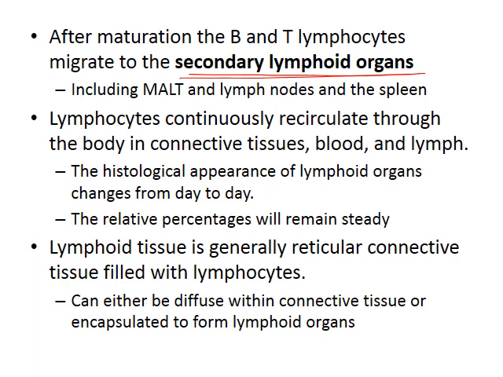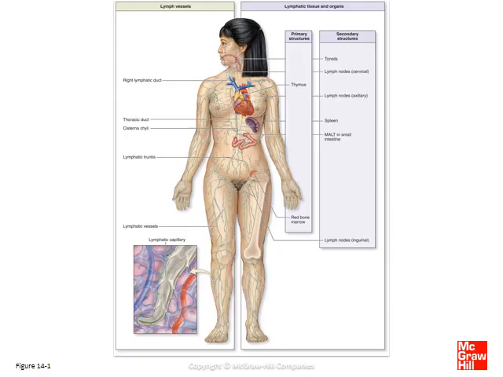Now, generally, the appearance of lymphoid organs is going to change from day to day because the lymphocytes don't stay in one area all the time, so they're constantly moving. The percentages will stay the same, but what's in there changes each time. Generally, the lymphoid tissue is reticular connective tissue filled with lymphocytes. These can either be diffuse within the connective tissue or encapsulated to form lymphoid organs. So remember, here are our secondary structures. That's what we're going to be talking about with that.